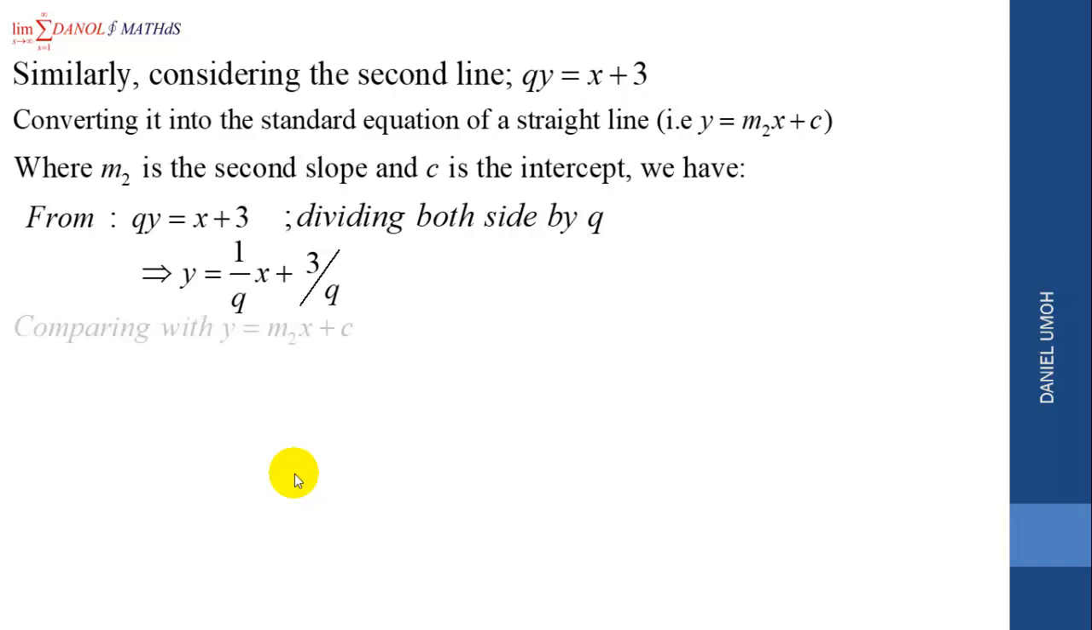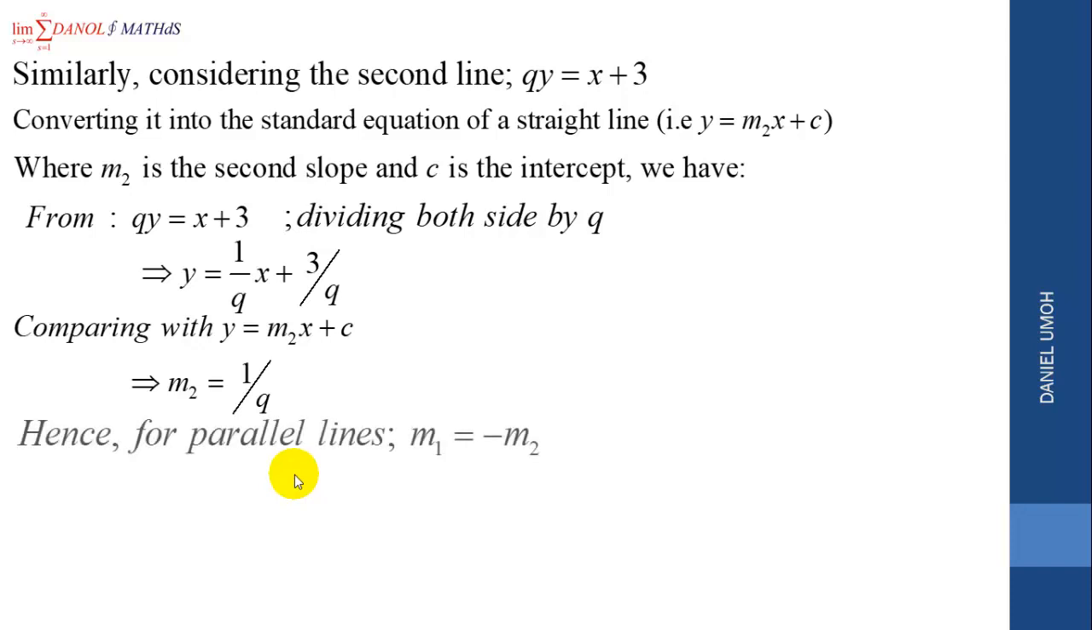Now, when you convert this, we compare it with the standard equation, which is y equals m2x plus c. On comparison, we can see clearly that our slope m2 is equal to 1/q. Now, we said earlier that for parallel lines, m1 is equal to minus m2. So we are going to equate the slopes. Of course, our m1 was 4/3, then m2 is 1/q. So it implies that 4/3 is equal to minus 1/q.